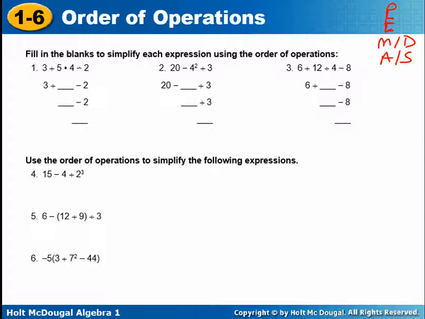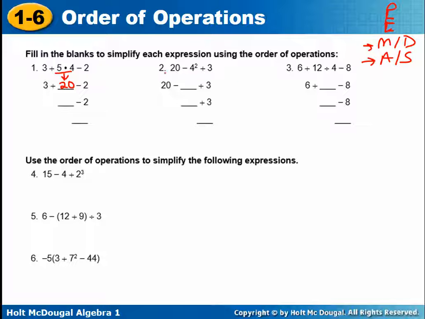In number 1, there's no parentheses, there's no exponents, so we will go to multiplication and division. And right here we have some multiplication. So you take 5 times 4 and you put your answer here, and then we do any adding and subtracting in order from left to right.